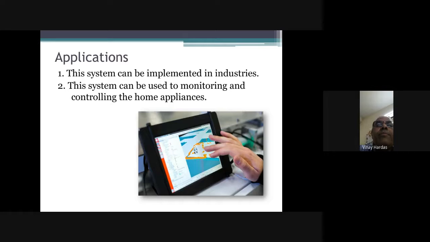Application: our project is most applicable in industries such as for monitoring various parameters such as current, voltage, and frequency. This can also be used for monitoring and controlling home appliances like fan, etc.